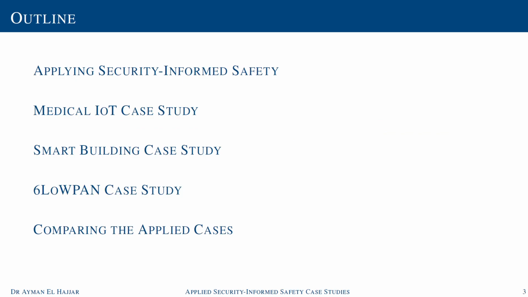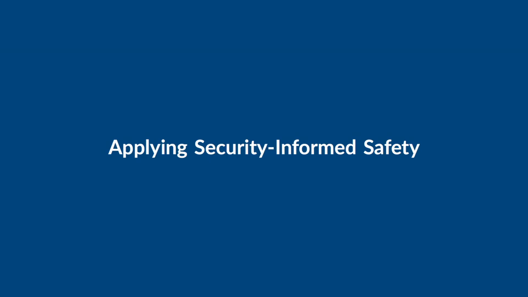So, for this lecture, we'll first review the common analysis method, applying security-informed safety, and the main categories of attack and disruption. We will then examine the medical IoT case study, the smart building case study, and the Six Slow-PAN case study, before comparing their common security-informed safety themes. Let's start with applying security-informed safety.